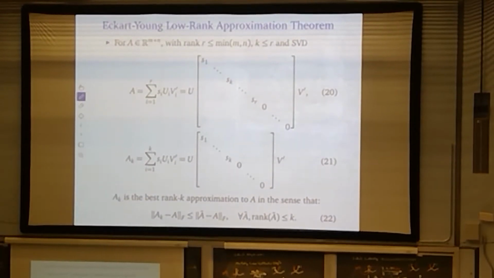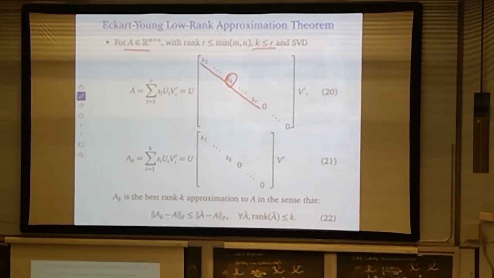So then we talk about this Eckart-Young low rank approximation theorem. If I have matrix A, I do the SVD, I have all these singular values, the rank is R. I'm seeking the best rank K. K is less than or equal to R, somewhere here. Rank K approximation in the following sense.